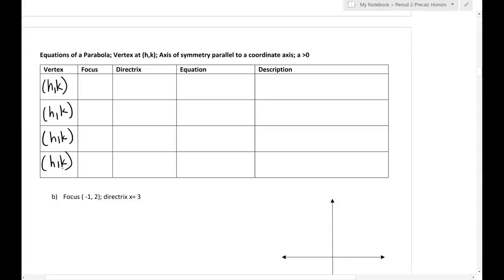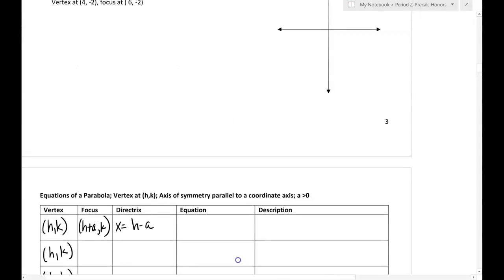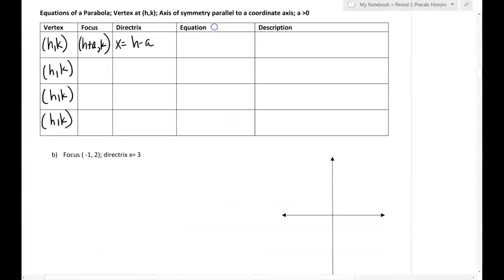Okay, now you will have a focus. The focus is going to be h plus a, k. You will have a directrix, x equals h minus a. And remember, it will make more sense if you guys do the vocabulary and the example above, okay?